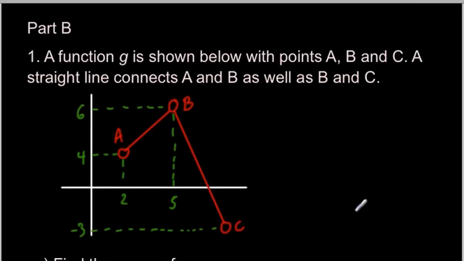All right, so now part B. Here's the question. Function g is shown below with points A, B, and C. A straight line connects A and B.